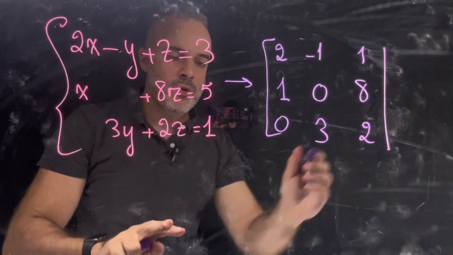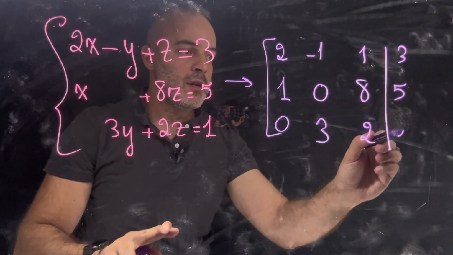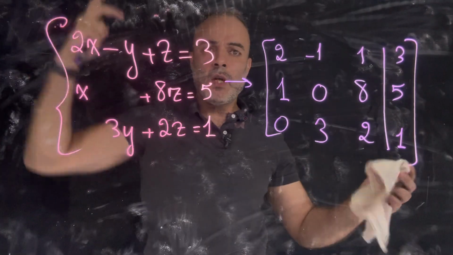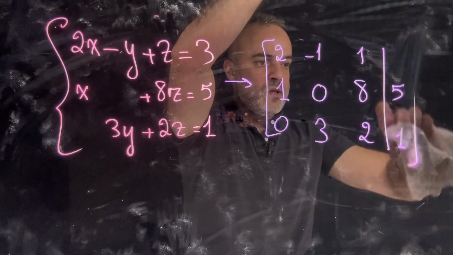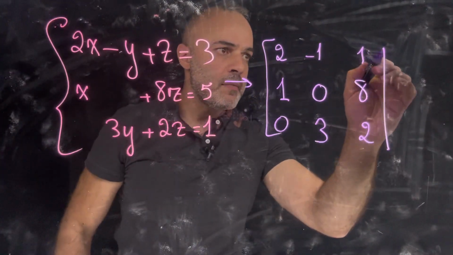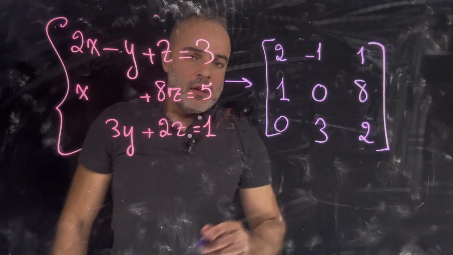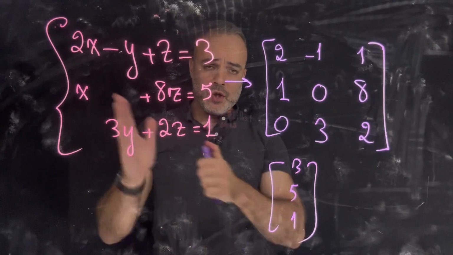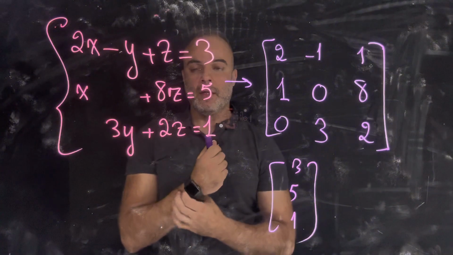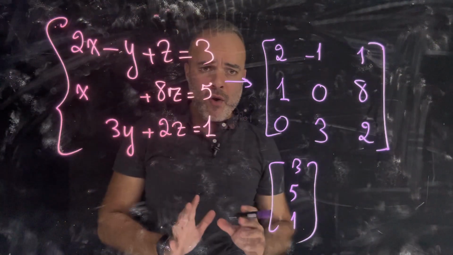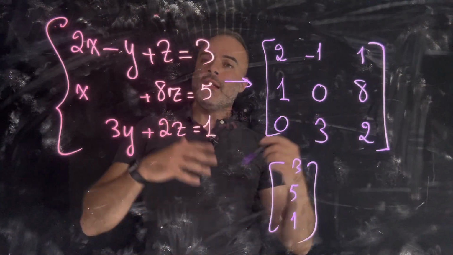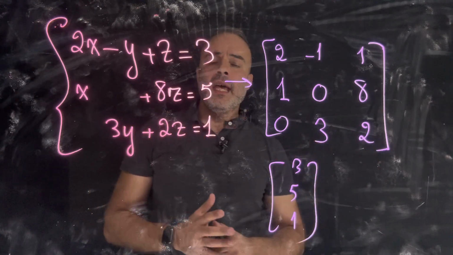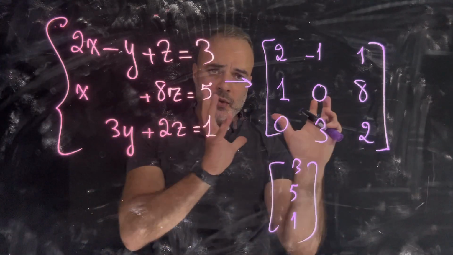And the right side will be what? 3, 5, 1. This is the augmented matrix, right? Now, what about the coefficient matrix? No problem. Let's remove this column. This is our coefficient matrix. And of course, 3, 5, 1 will be our column matrix, which represents the right side. Okay? Beautiful. So now I believe that we know what a linear system means, and what a matrix is, and how to represent a linear system using a matrix.